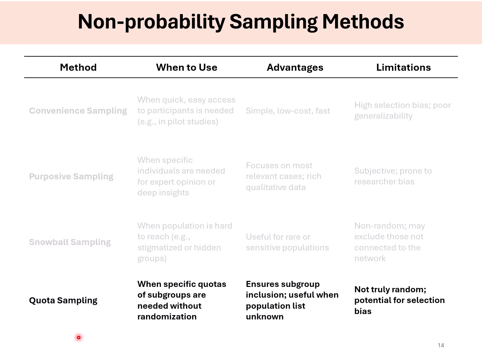Then comes quota sampling. In quota sampling, specific cohorts or subgroups are needed without randomization, and it ensures that subgroups or minorities are represented in the sample. For example, there was a time when there was a fixed quota for girls in medical schools, and another example is our medical college. We have a federal quota.